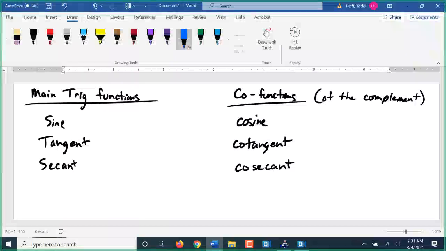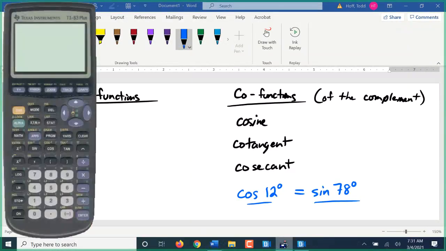So if I ask you for the cosine of 12 degrees, that's equivalent to the sine of 78 degrees because those are complements. And let's just punch that in. Cosine 12 degrees is 0.8439. Sine of 78 degrees.